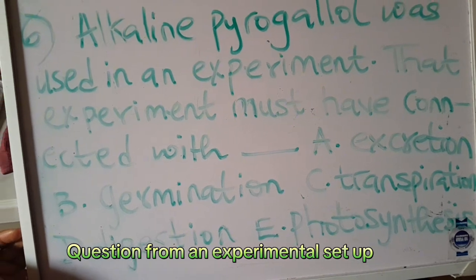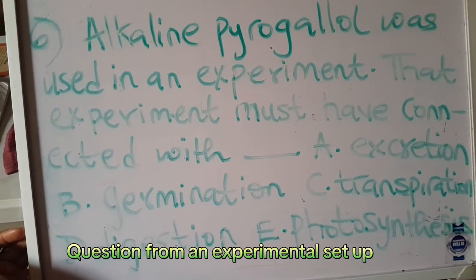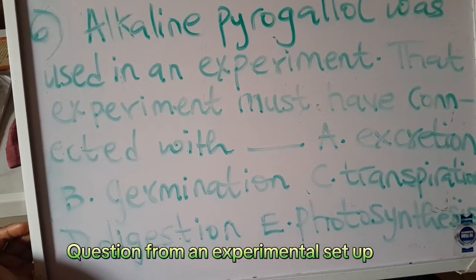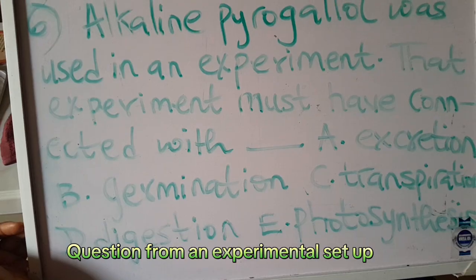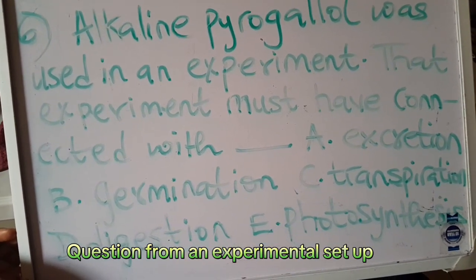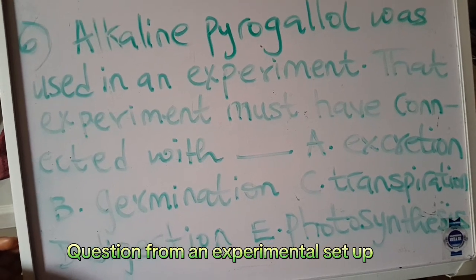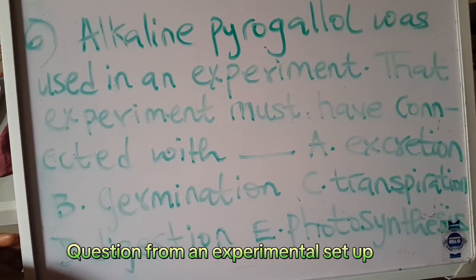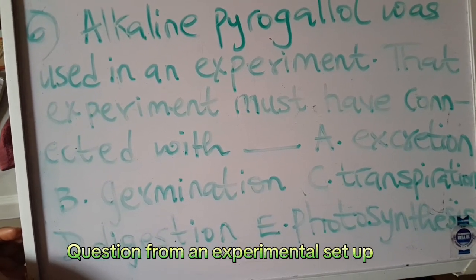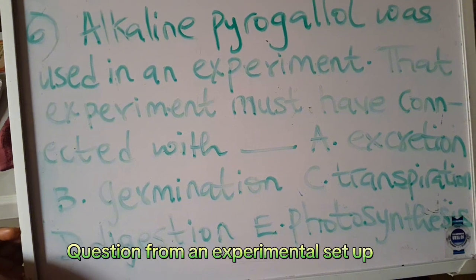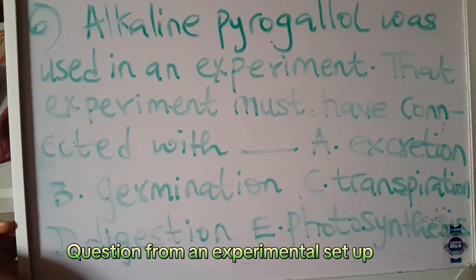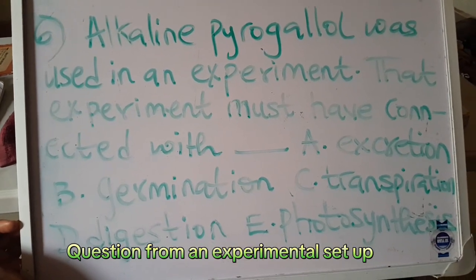The next one we have is transpiration, a process by which water is given off in form of vapor through the stomata in the leaves. So that's not really necessary that we need alkaline pyrogallol. The next one is digestion, not needed. Then photosynthesis, yeah, oxygen gas is given off as a byproduct, but you do not need to remove the oxygen. You can just collect it and test the gas to be sure that it's oxygen gas, if you want to know the gases that are released. So the answer to this question is actually B, which is germination.